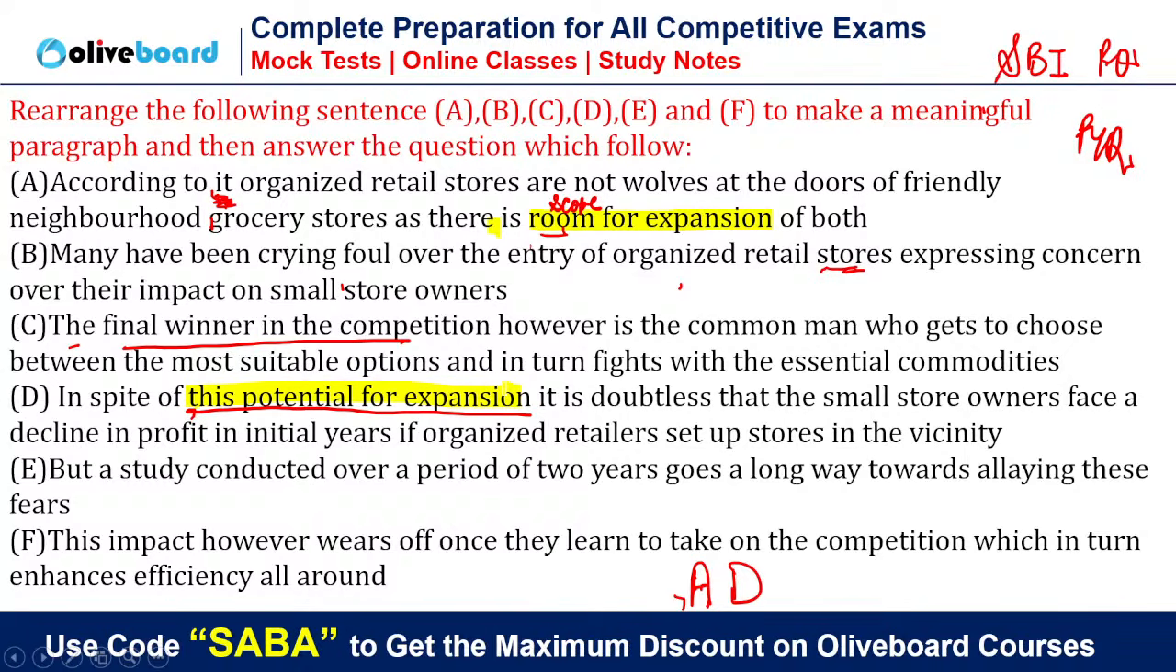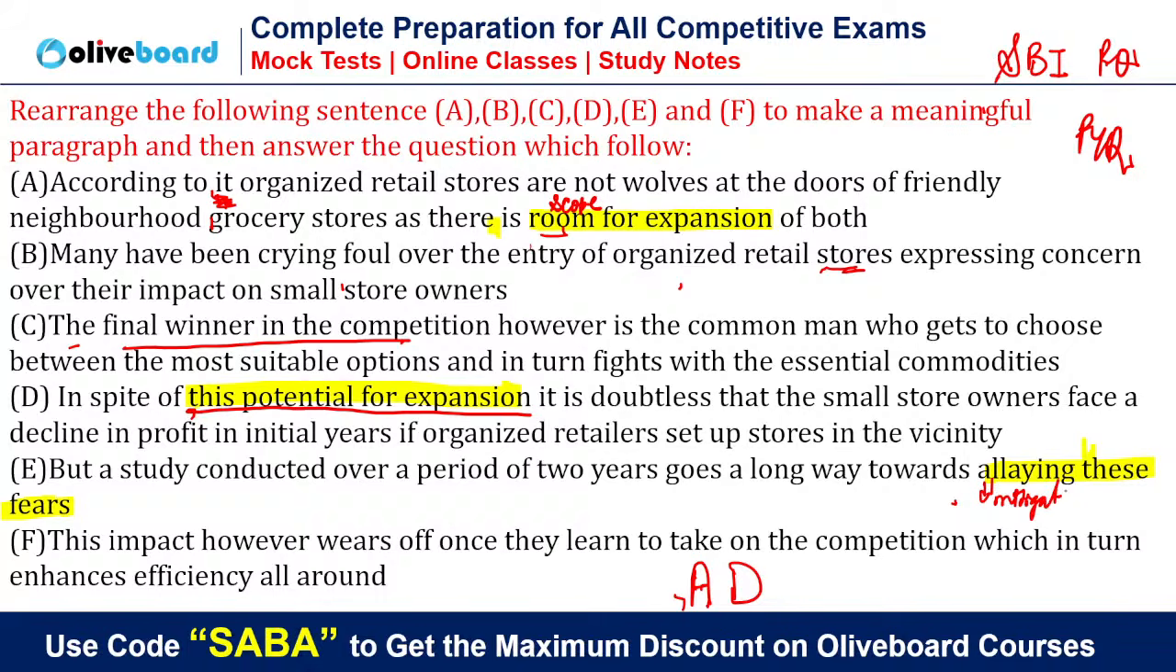It is doubtless that the small store owners face a decline in profit in initial years if organized retailers set up stores in the vicinity. But a study conducted over a period of 2 years goes a long way towards allaying these fears. Allay means mitigate. You know, allay means mitigate. Mitigate means lessen. In which sentence is there fear?